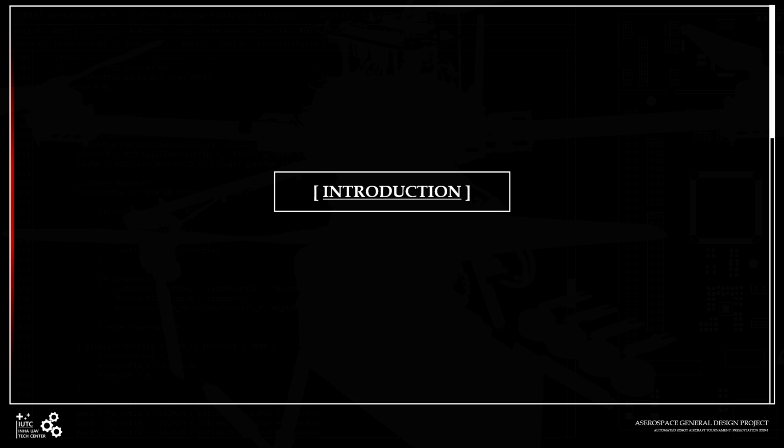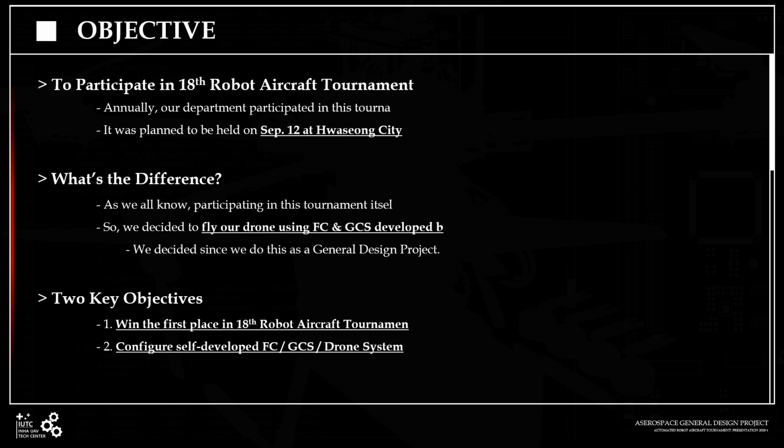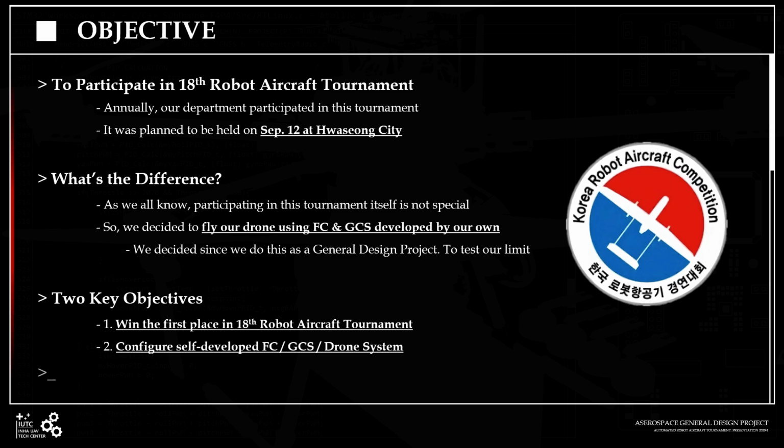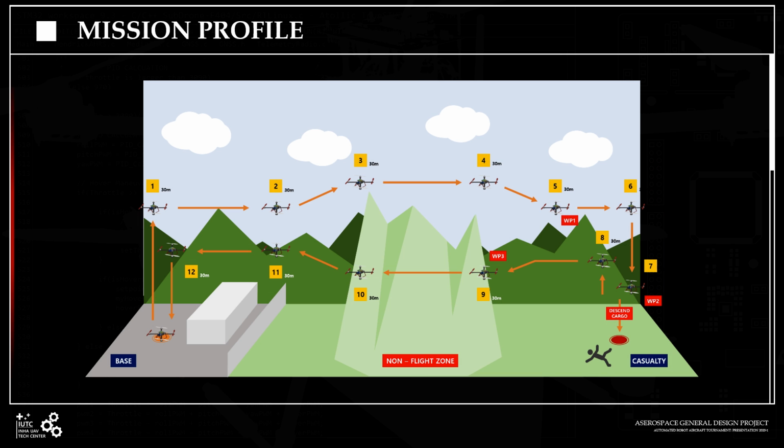The first part of the presentation is the introduction. Our project was to participate in the 18th Robot Aircraft Tournament. Just participating in this tournament was not enough since we do it as a general design project. So we decided to fly our drone using self-developed FC and GCS. As a result, our objective can be shortened into just 2 sentences as shown. The mission is to deliver a medikit to a remote place.